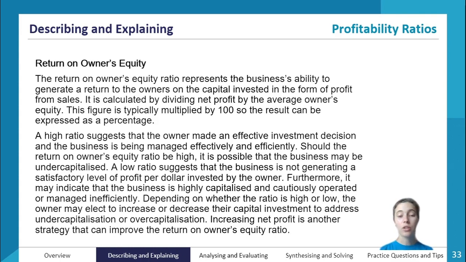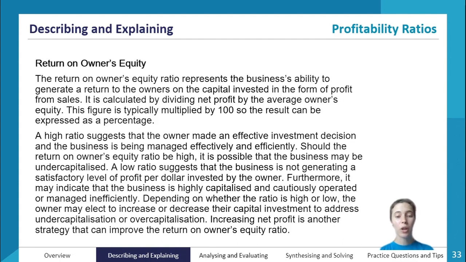Now, a high ratio suggests that the owner made a good decision to invest, and the business is being managed effectively and efficiently. But at the same time, if you have a high ratio, it could be a bad thing as well. So it's possible that the business may be undercapitalized. So it may not have enough investment behind it. And that is why the ratio is so high.